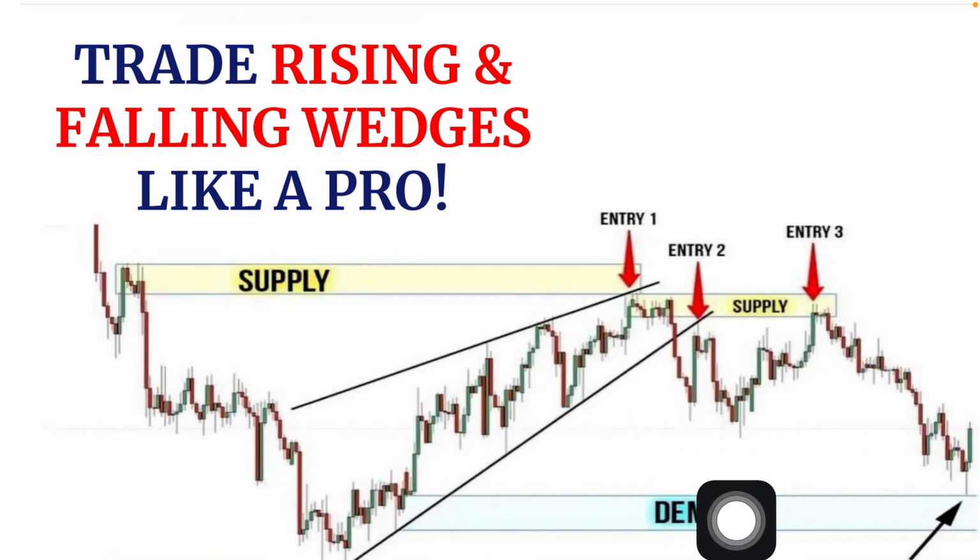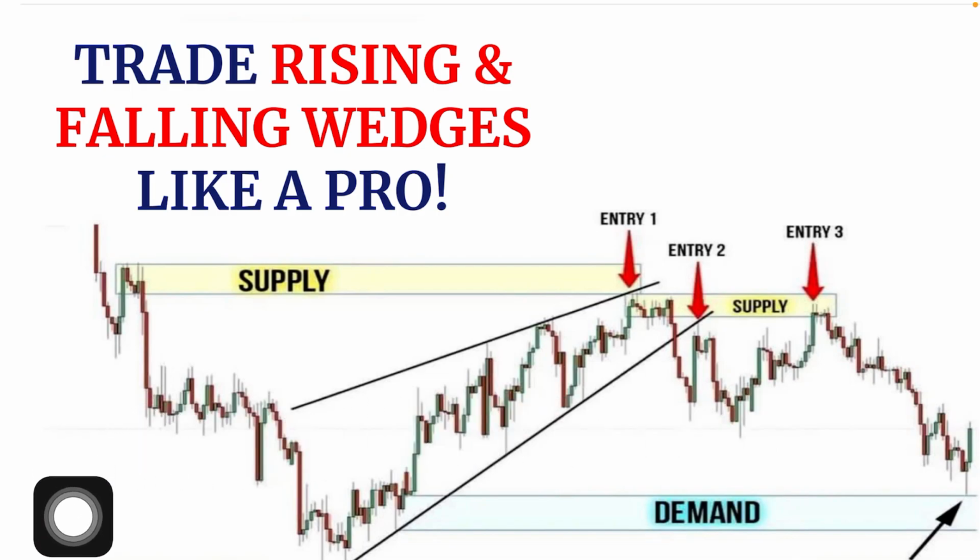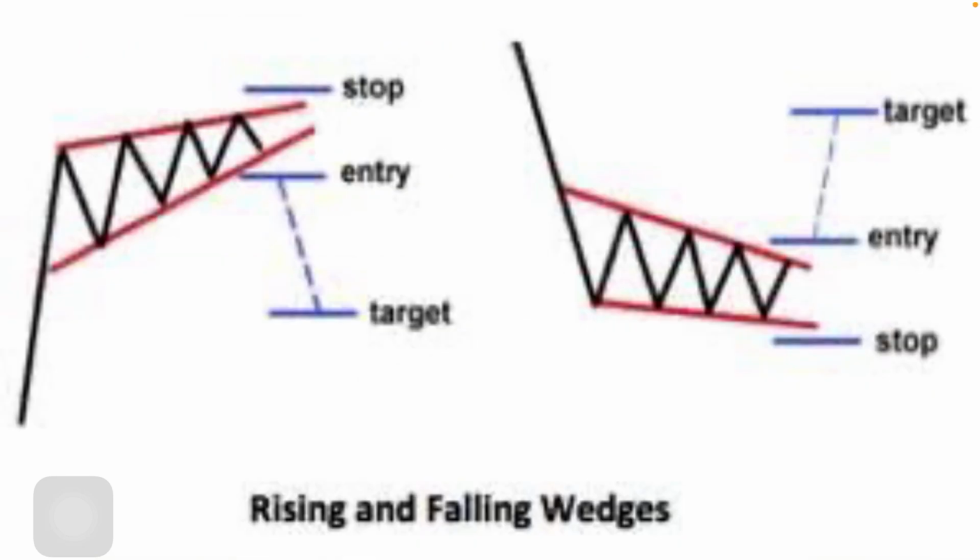And this is a demand zone, and when price comes to the demand zone, if there is a falling wedge, you get some form of entry confirmation right here. So that is what I want to show you: combining supply and demand zones with rising and falling wedges. If you do that, your probability of success in this strategy will improve. So this is actually it.